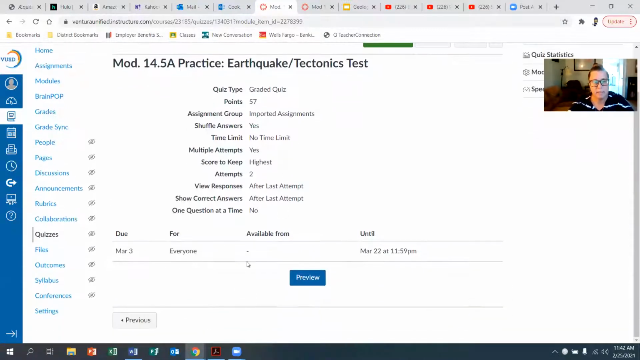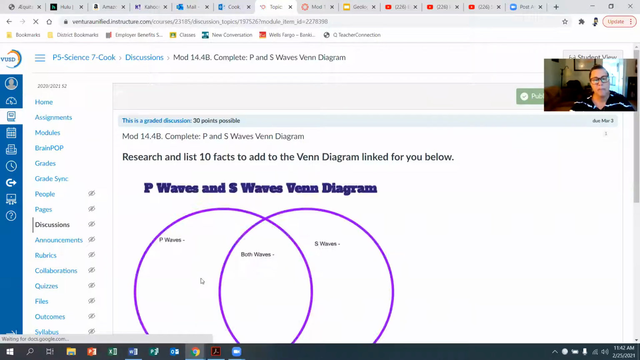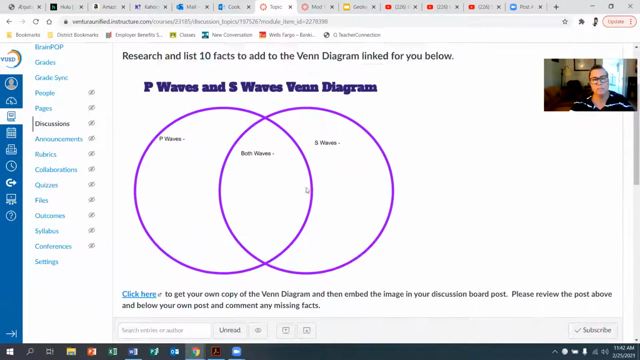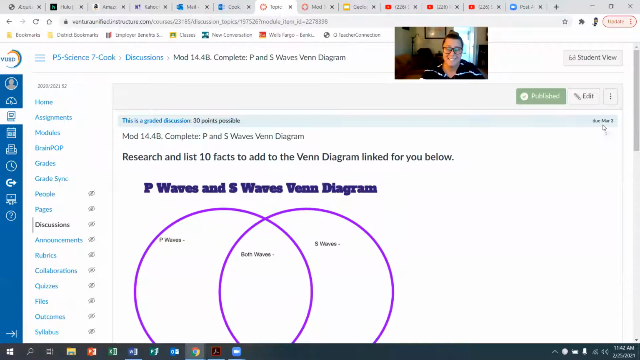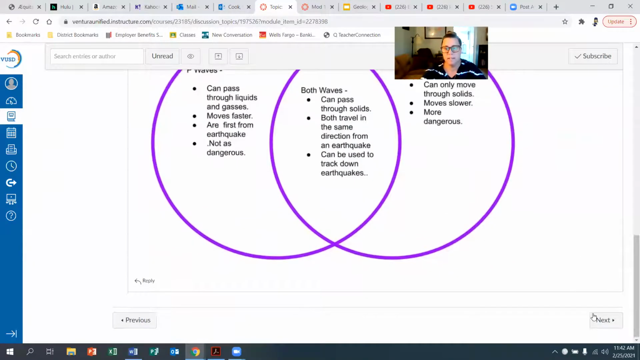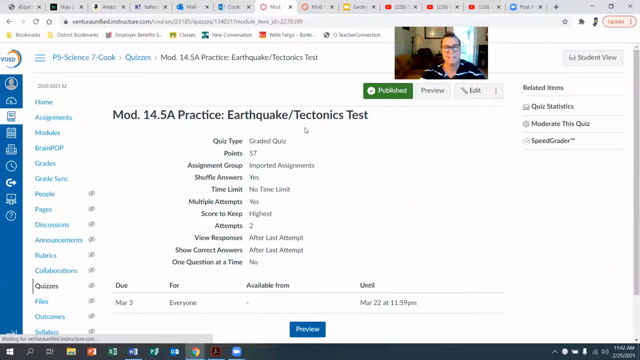Now, I didn't say this about the last one, but the Venn diagram, if you look down here, the due date, maybe you look up here. Yes, the due date is up here. It's due March 3rd. That's next Wednesday. It's worth 30 points and it's due next Wednesday simply because I've only gotten to see you once this week, right? So here's the Venn diagram due next Wednesday, as well as the test. If you look here, this is also due Wednesday, March 3rd, and it's due by 11:59 p.m., the same day that progress reports are due. So yeah, here we go, March 3rd, plate tectonics test.